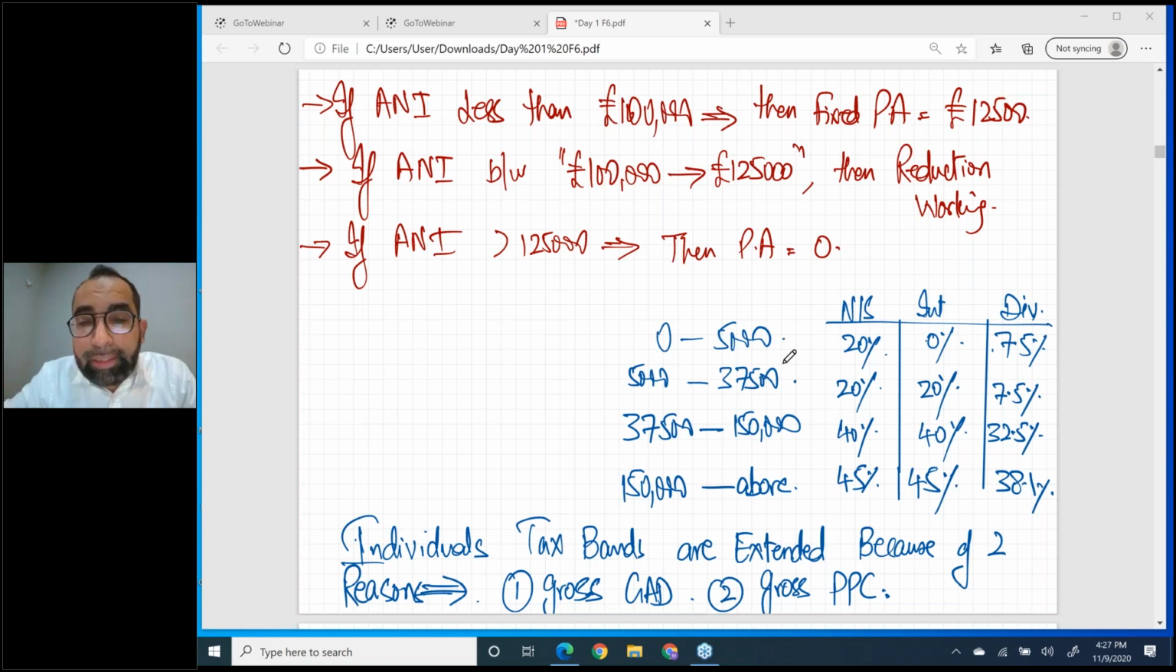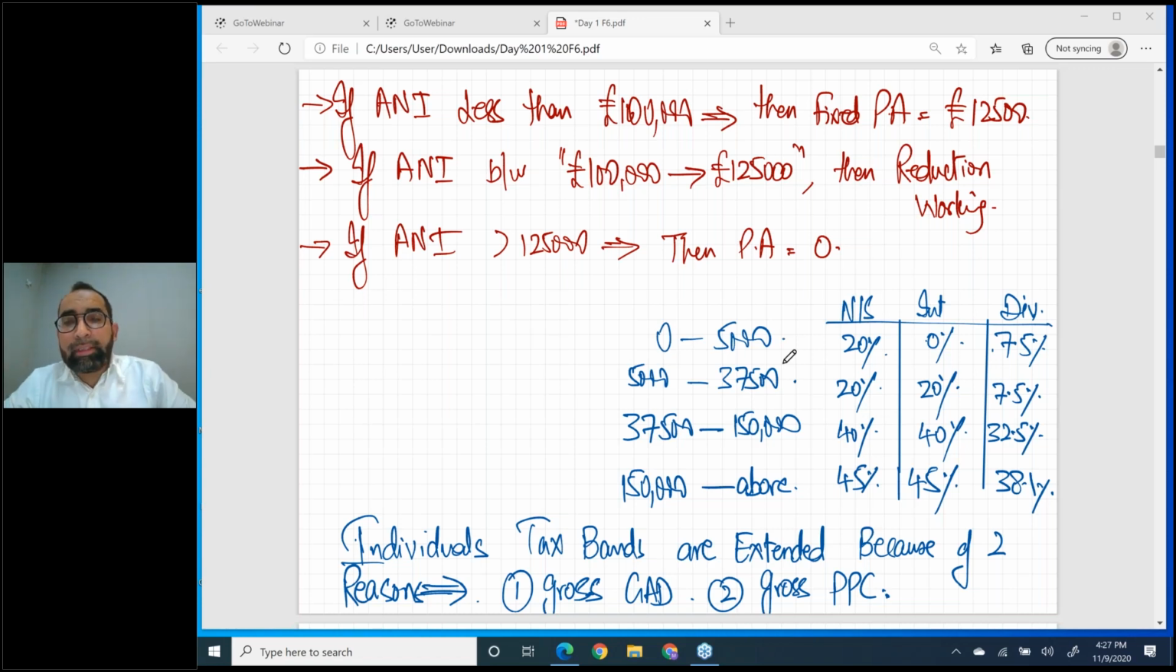Now these are the tax rates, and these will be given ready-made in your exams, and I hope you remember. I have written in a different style, 0 to 5,000 and then 5,000 to 37,500, but in reality this tax rate is like 0 to 37,500. That's your first band, the basic rate band. Then 37,500 to 150,000 is higher rate, and 150,000 and above is additional rate.